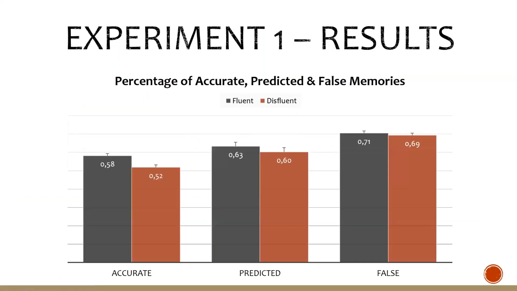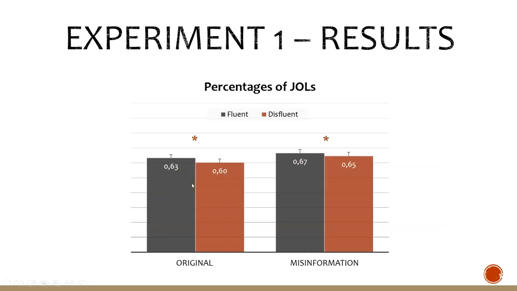Here is the result of experiment 1. Disfluent presentation decreased both accurate and predicted memory performances, but we couldn't find any difference in the false memories. Another critical result of experiment 1 was related to JOLs. As we know, in the original phase, disfluent presentation decreased the judgment of learning.